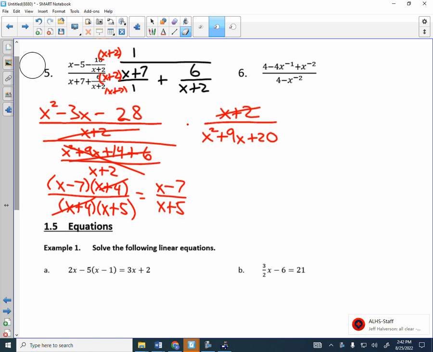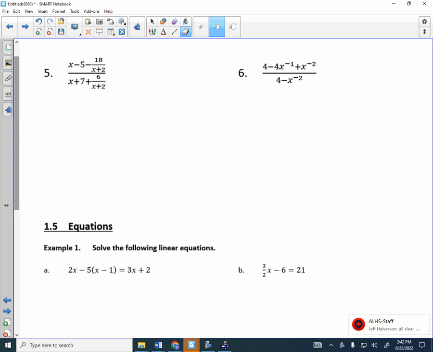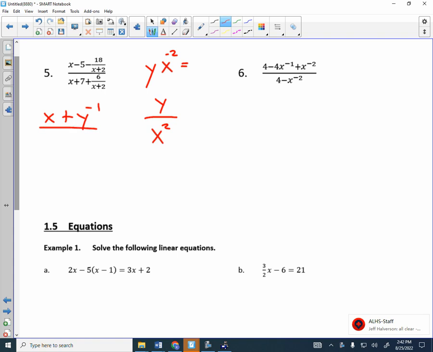Can I erase this? Okay. So the last example, super important just for your general understanding about how exponents work. If I had a y times x to the negative 2, that would be the same thing as y over x squared. Agreed? Yes, that is true. But if I had, say, x plus y to the negative 1 over, say, y squared, you can't just take this y and drop it down there. You have the addition sign, so these are kind of tied together.